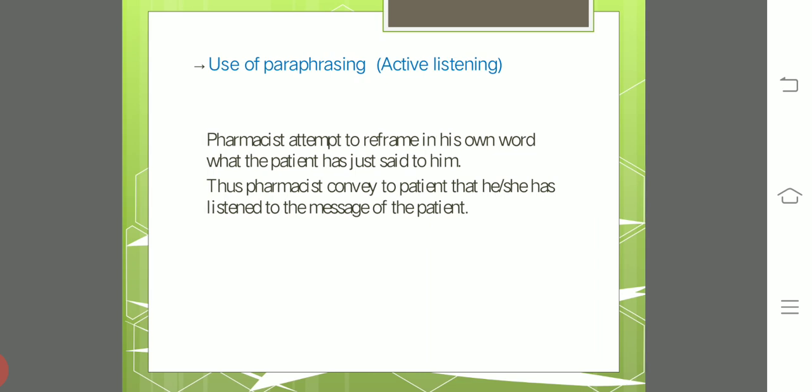Next one is use of paraphrasing. Paraphrasing means active listening. The pharmacist always has to act as if he is actively listening to the patient. That will also help the pharmacist to collect good, clear information from the patient. Whenever the patient is speaking, the pharmacist has to actively listen to the patient's words. Only then can the pharmacist understand what the patient has told him, and only then can the pharmacist give effective counseling to the patient.